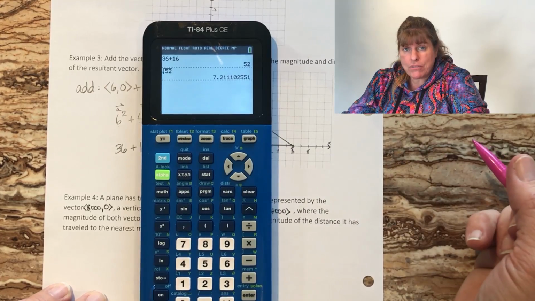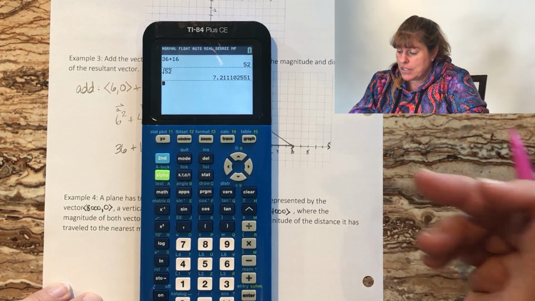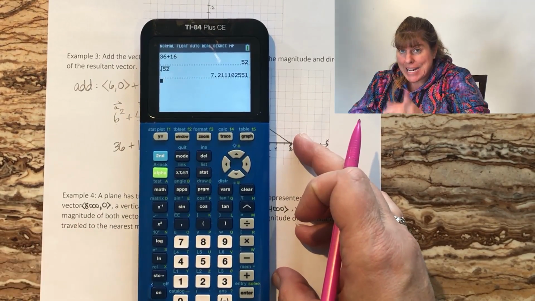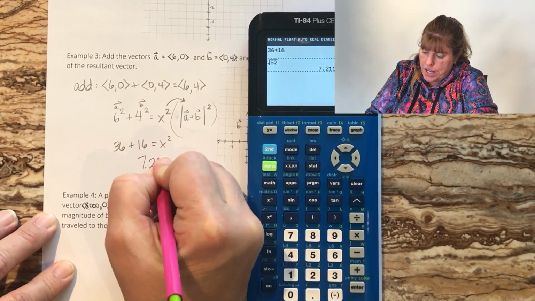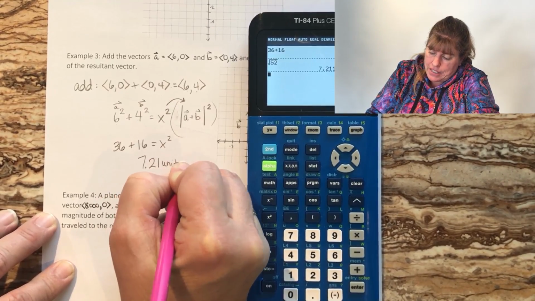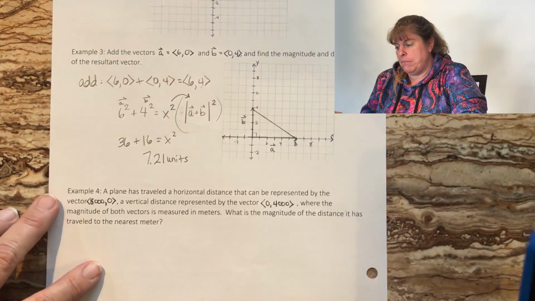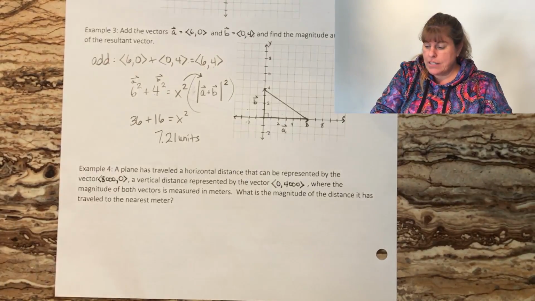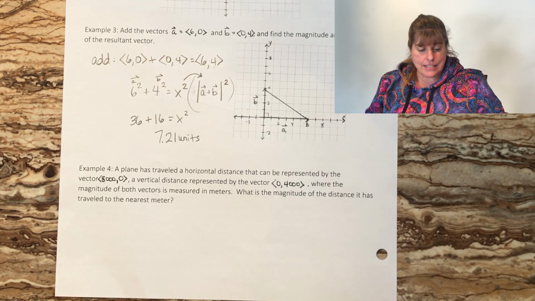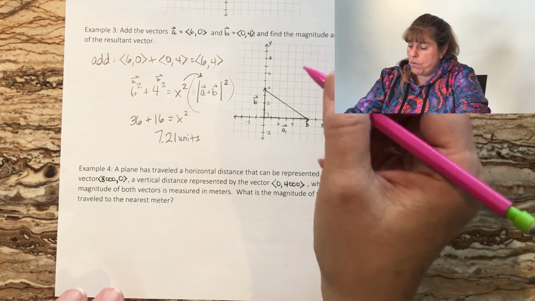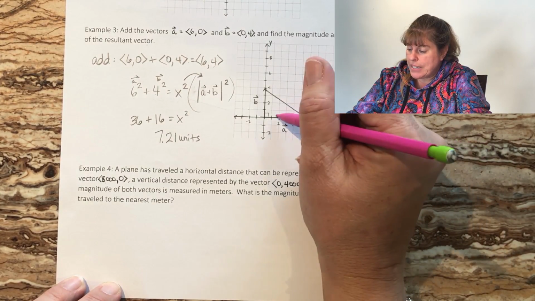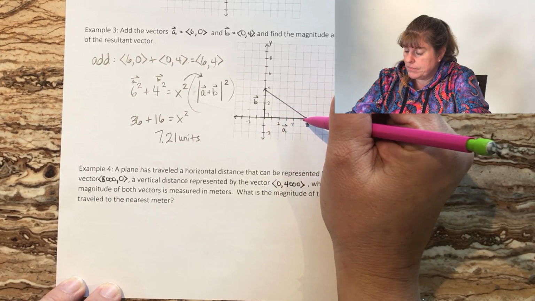So we always round to the nearest hundredth unless it is specified. So our magnitude is 7.21. That would be just units because they didn't tell us feet, meters, etc. So that's our magnitude, and it says to find the direction.